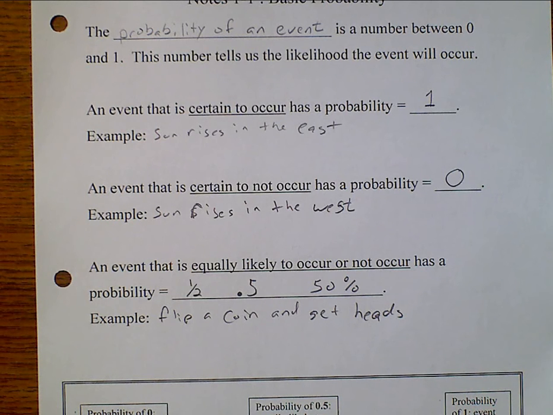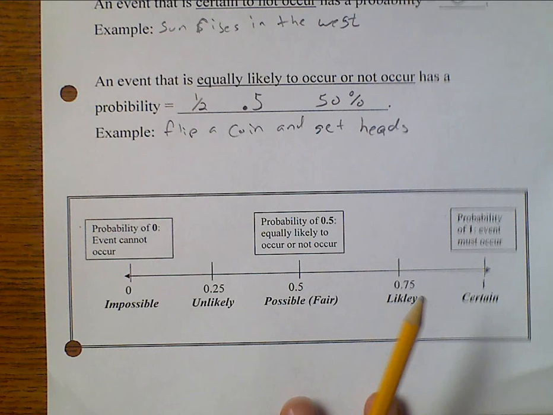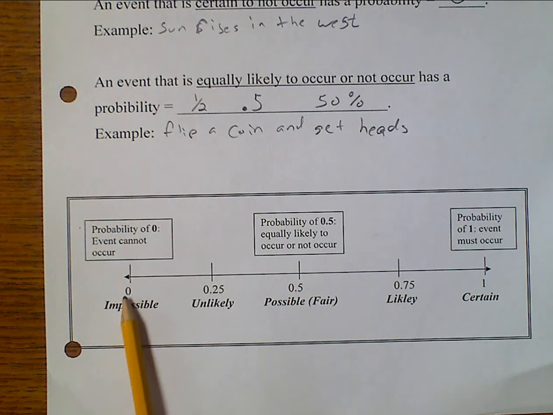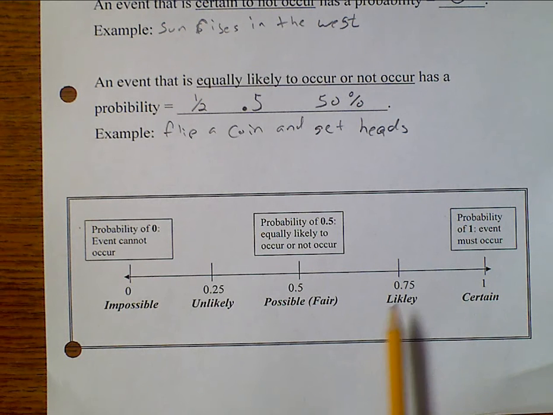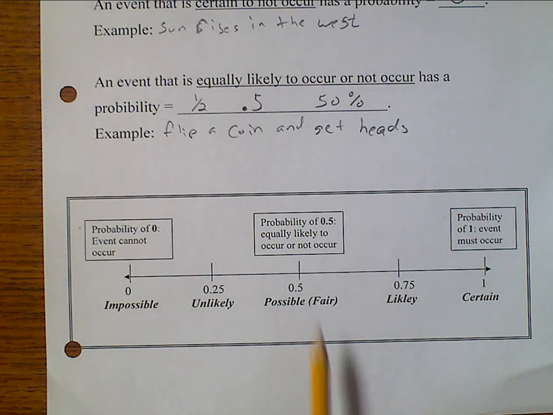So we have a scale. Probabilities go from 0, which is impossible, to 1, which is certain. If they're bigger than 0.5, they're more likely. If they're less than 0.5, they are less likely, with 0.5 being what we call fair, like on a fair coin. So that's fairly simple.